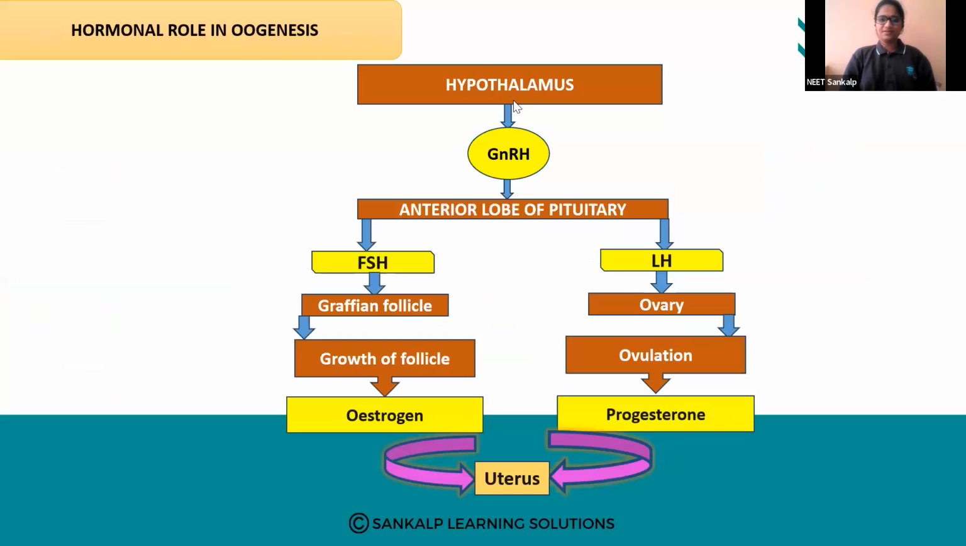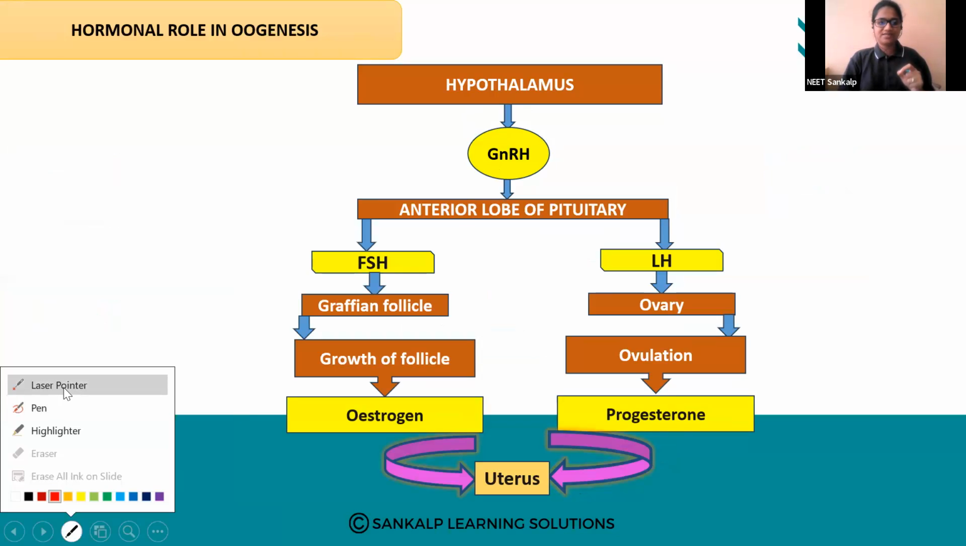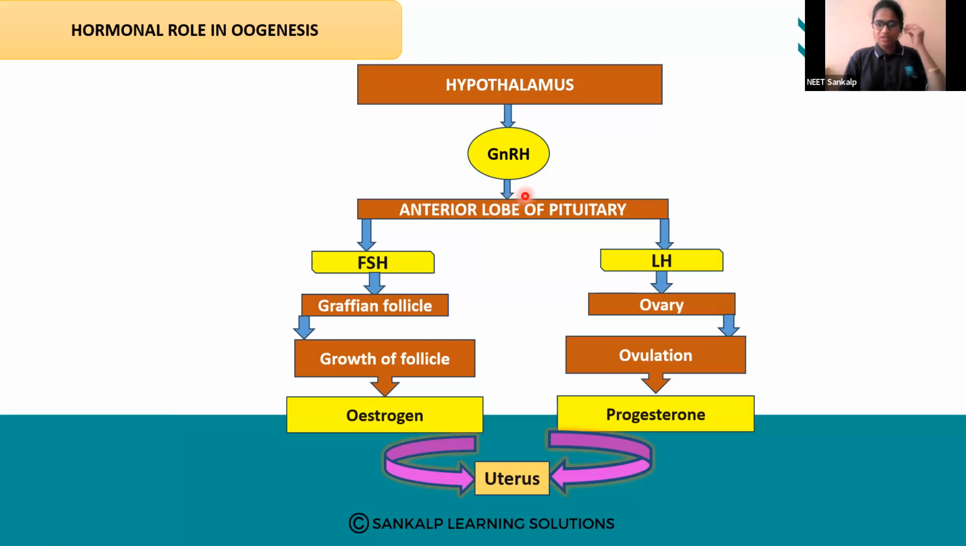As we discussed, spermatogenesis is a hormonally controlled process. Like that only, oogenesis also is a hormonally controlled process, guys. So the hypothalamus in our brain gets stimulated and produces gonadotrophin releasing hormone. This GnRH, what we call gonadotrophin hormone, stimulates the anterior lobe of the pituitary.